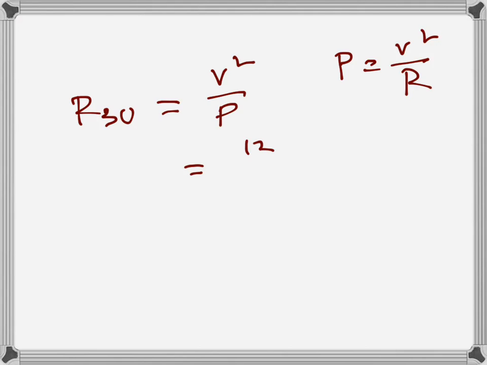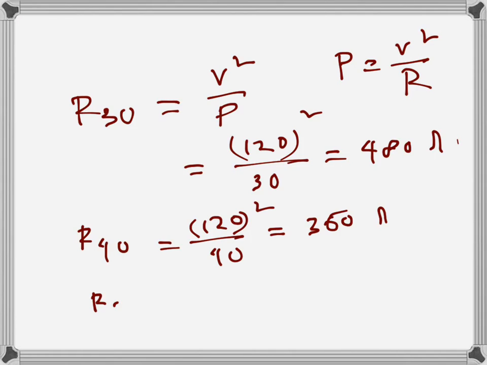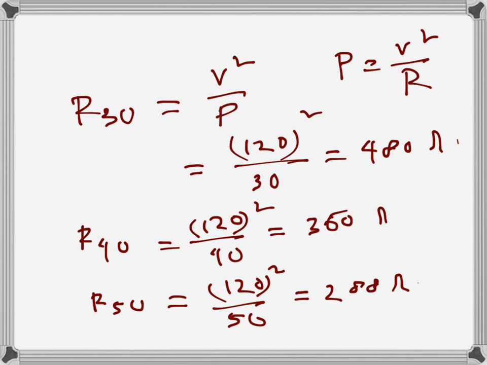So that will be 120 square over 30 and we will get 480 ohms. Similarly, R40 is 120 square over 40 and that's 360 ohms. And R50 is 120 square over 50 and we are getting 288 ohms. So these are the respective resistances of the bulbs.